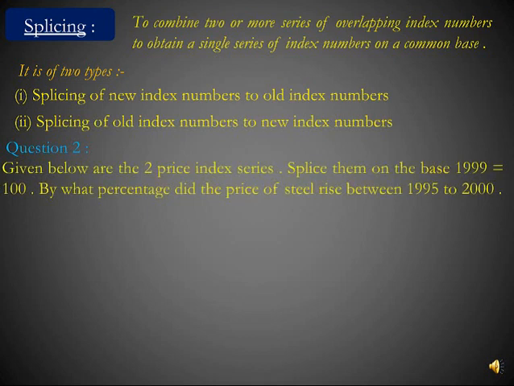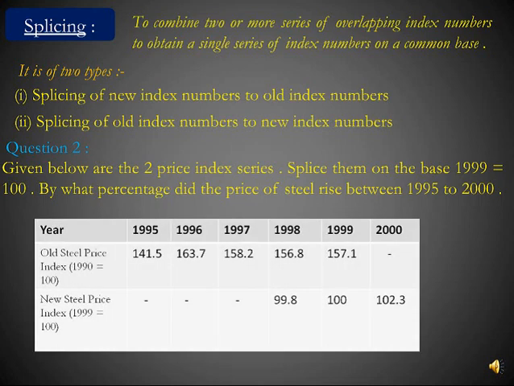Let's do a question for practice. Given below are the prices of two index series. Splice them on the base 99 is equal to 100. So here two price index series are given and you have to splice on the base 99. The second thing you have to tell is by what percentage did the price of steel rise between 1995 to 2000. Here is the data given. The first price index series is of 1990 and the second new steel price index is of 99.